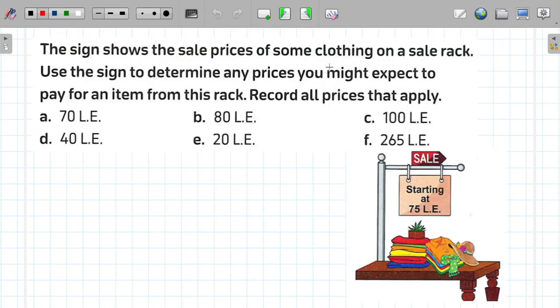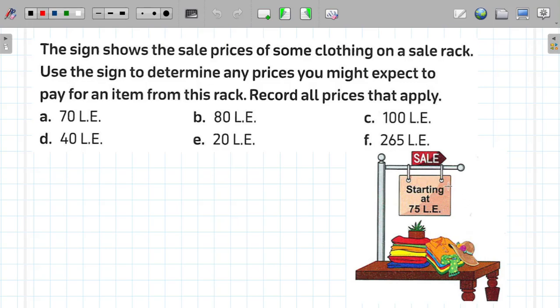Next, I have an example like this. The sign shows the sale prices of some clothing on a sale rack. Use the sign to determine any prices you might expect to pay for an item from this rack, and record all prices that apply. The first one here is 70. Next I have 80, 100, 40, 20, 265.